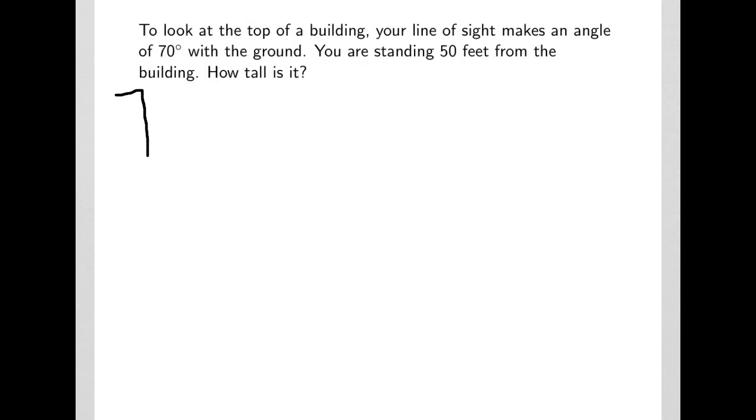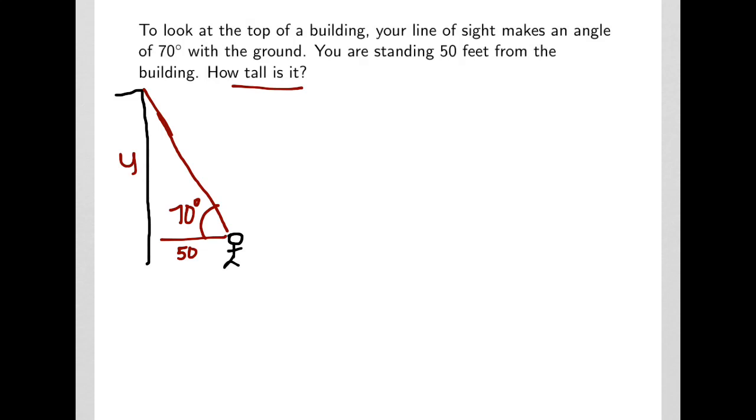So we'll start with our building. Here we are standing. And when I look up to the building, my line of sight forms an angle of 70 degrees. And we know that we're standing 50 feet away. Well, now that we've labeled, let's identify what our question is. We want to know how tall is the building, and that would be the height of my building.